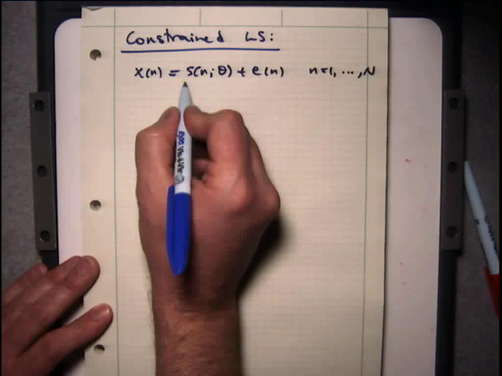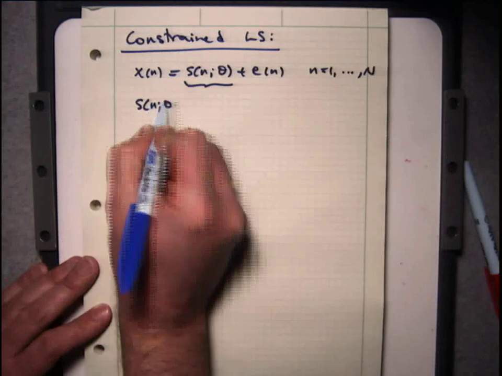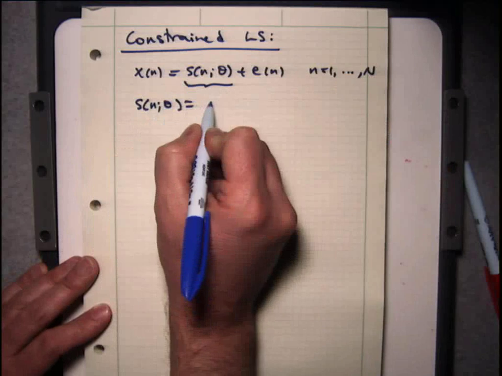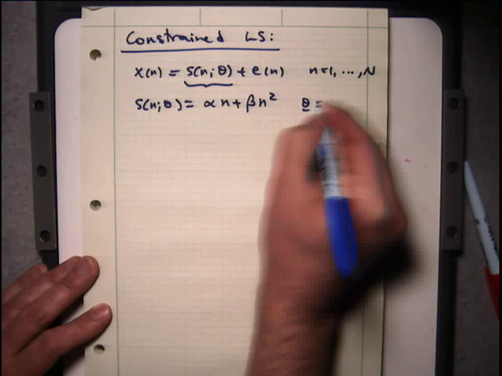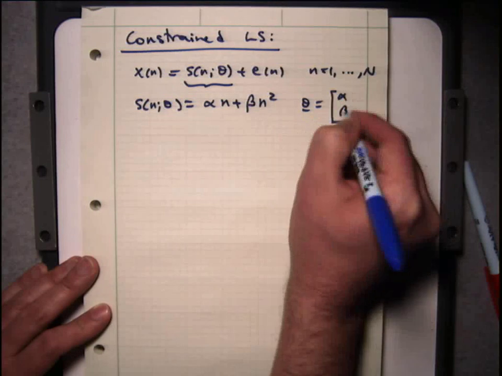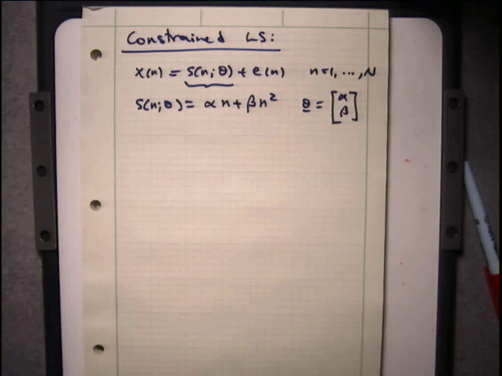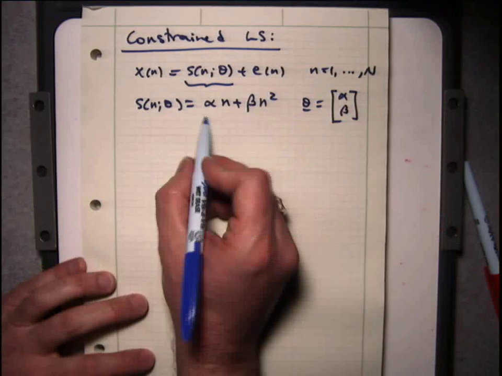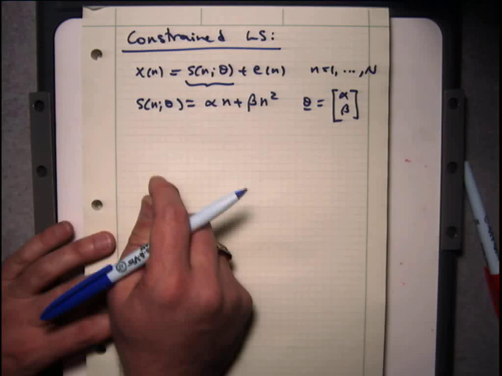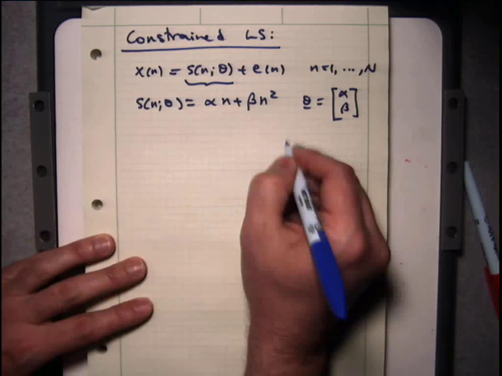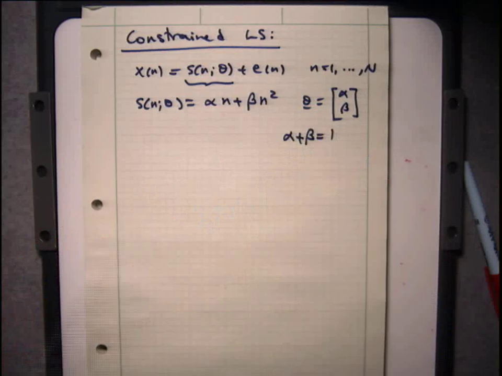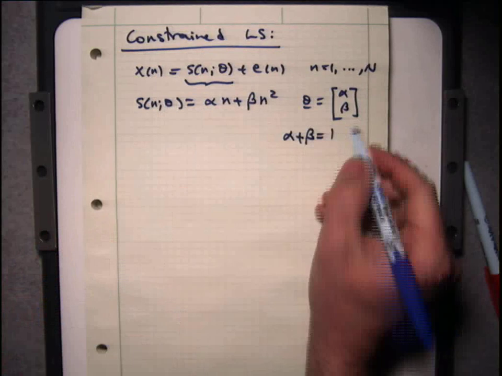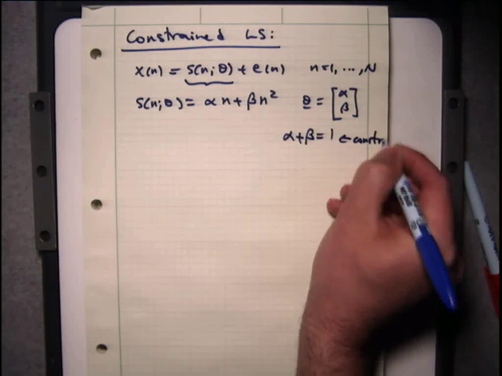And let's say the signal s of n and theta is equal to alpha n plus beta n squared. So that theta is alpha, beta. Okay? And suppose that somehow I am forced to consider the situation where alpha plus beta is equal to 1. In other words, whoever wants me to fit this model has given me the constraint that the coefficients have to add up to 1. So this is the constraint.